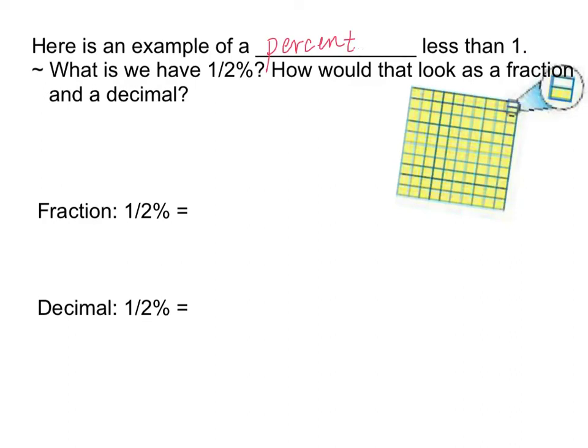Now here's an example of a percent less than 1. So what if we have actually 1/2%? How would that look as a fraction and a decimal? When we're talking 1/2%, we're talking about this whole here, that's 100, and we're talking about half of one of those. So that's what this little picture is showing.